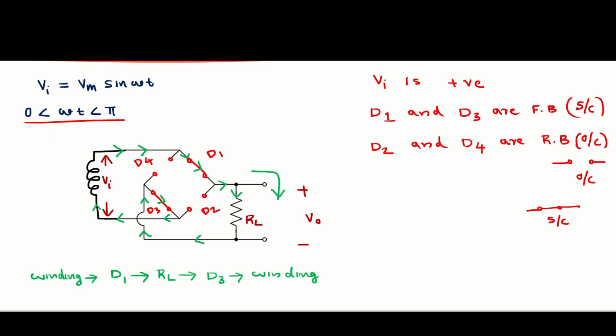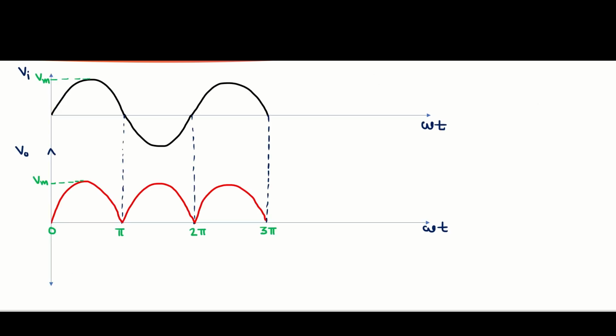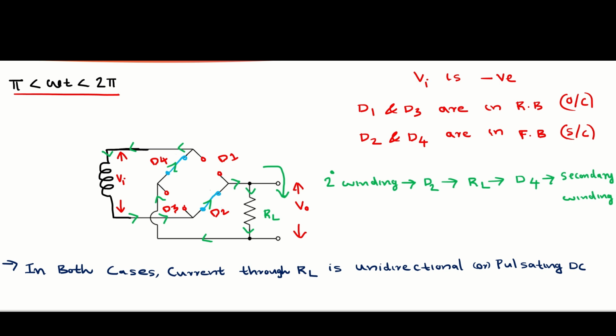In both cases, when omega t from 0 to pi and pi to 2 pi, the current flows through the load resistor RL in downward direction, or in one direction. So when omega t from pi to 2 pi, the output voltage is also of positive magnitude. So this is the working of the bridge full wave rectifier.